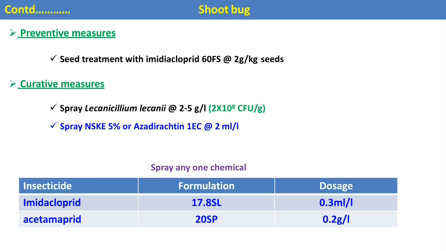Then botanical insecticides can also be sprayed, with the help of neem seed kernel extract 5% and azadirachtin at the rate of 2 ml per liter. Then imidacloprid and acetamiprid are the recommended chemicals, effective against the Delphacids in sorghum.